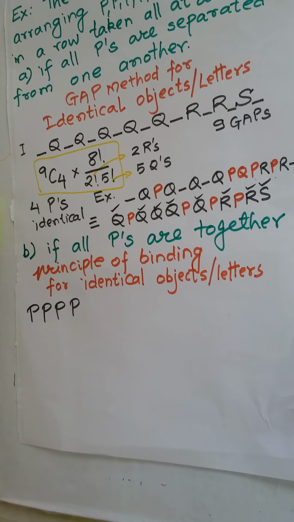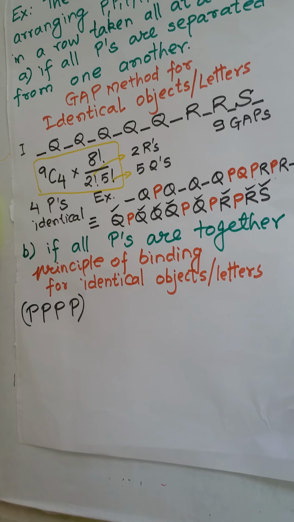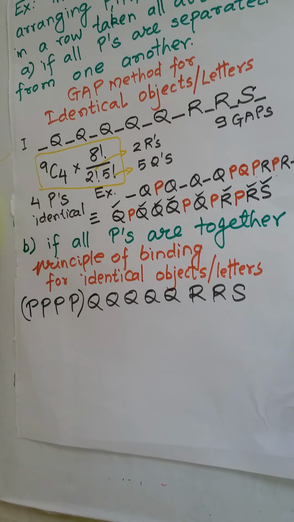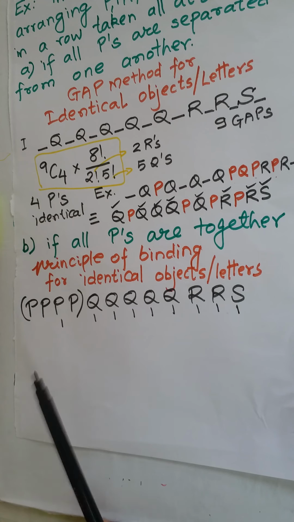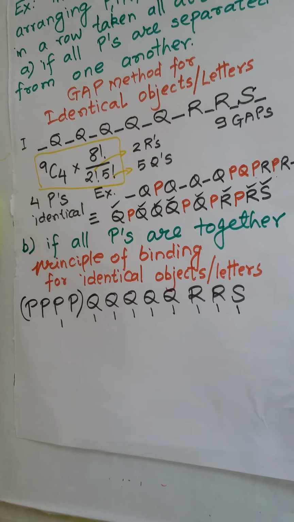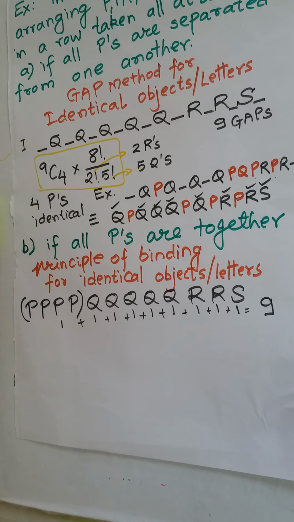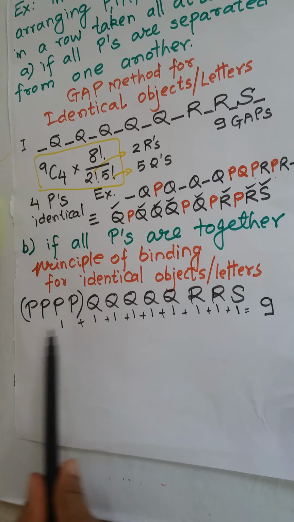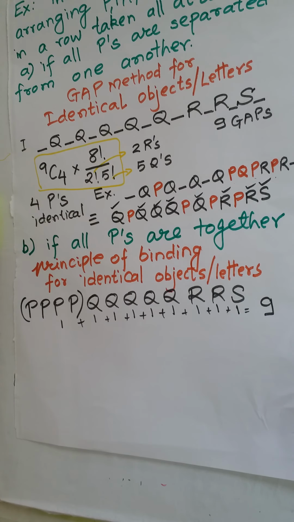All the 4 P's must be together, so we will put them inside a bracket followed by the non-constraint letters, which are 5 Q's, 2 R's and 1 S. Okay. Now how many letters or how many objects are there? If we add from here to here, it sums up to how many? Yes, 9. Okay. In which these are considered as 1, as we do in the principle of binding.